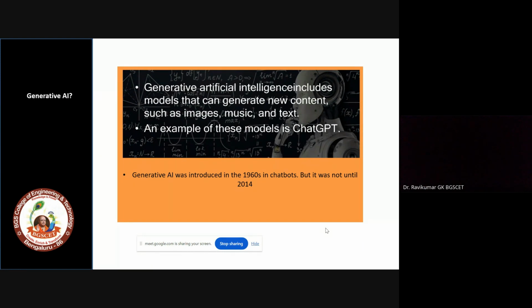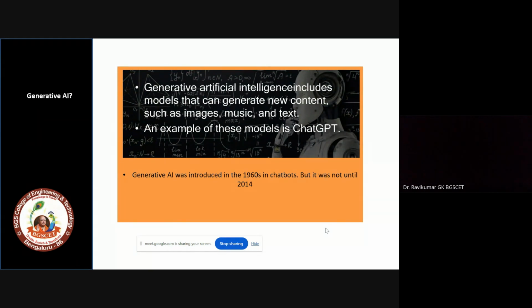So we all know generative AI was introduced in the 1960s in chatbots, and many of us know chatbots. Now when you enter any website, for example a college or some industry website, normally a chatbot will come. It will ask, may I help you? How can I help you? What information do you need? All those things. So generative AI is helping most of us nowadays, simplifying our life.